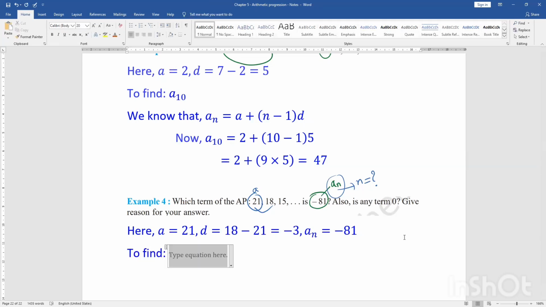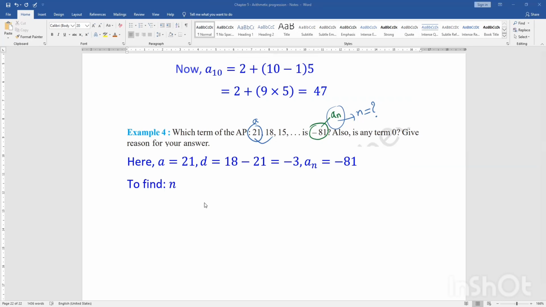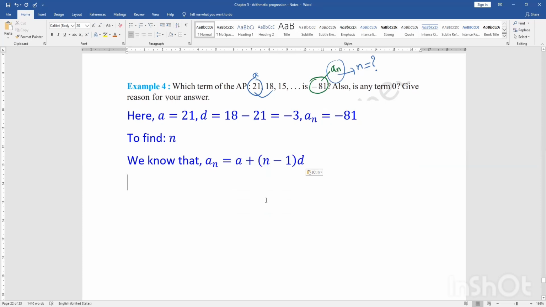So to find, I write it as n. Next, what we have to write is, we know that a_n is equal to a plus (n minus 1) into d. Correct, children? So now we are going to replace it with this formula with the appropriate values. Let us see what can be replaced.